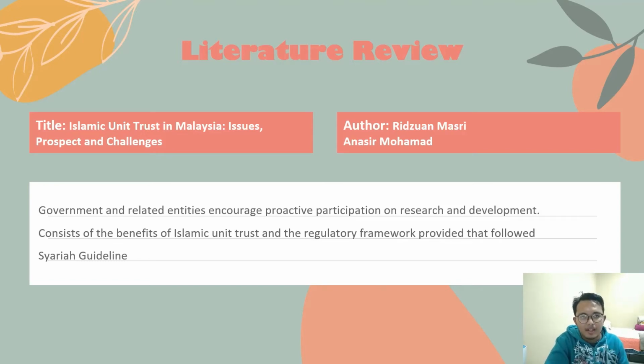In this article, they encourage the government and the entities to joint venture and strive to ensure there is research and development in unit trust funds and unit trust investment, and also they encourage the government and the related entities to acknowledge and encourage people to make an investment in Islamic unit trust funds that follow the Sharia guideline and Sharia principle as the benefits of the unit trust fund.